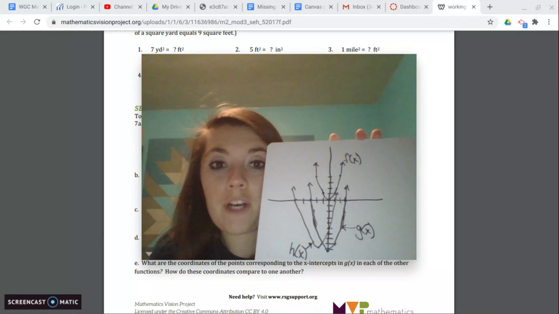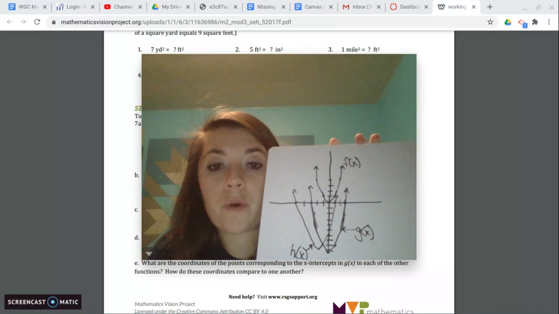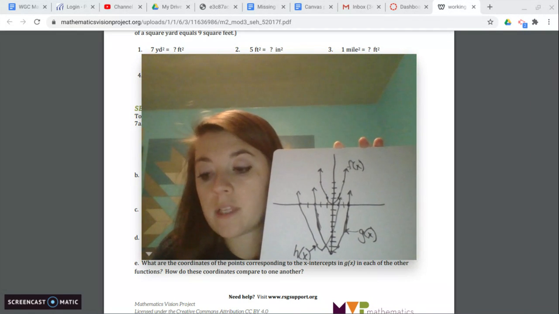So like I said, very rough sketch. I apologize for not being able to write on the actual graph there so you can see it a little better, but this is essentially what you're looking at for those graphs.